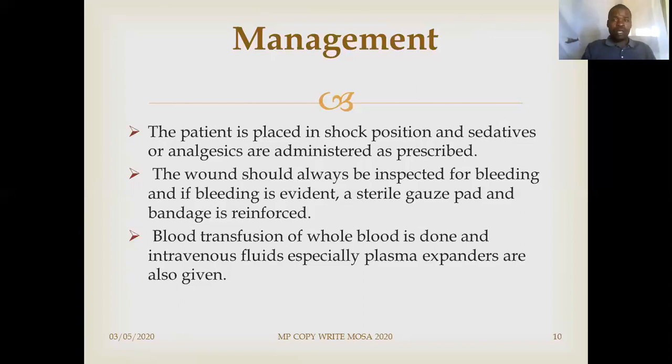So there is no way you can keep on managing hemorrhage when blood has continued coming out. So you need to ensure that bleeding is being controlled by applying pressure. You can apply pressure by use of gauze and bandage. Then whole blood transfusion is done, and intravenous fluids, especially plasma expanders, are also given.